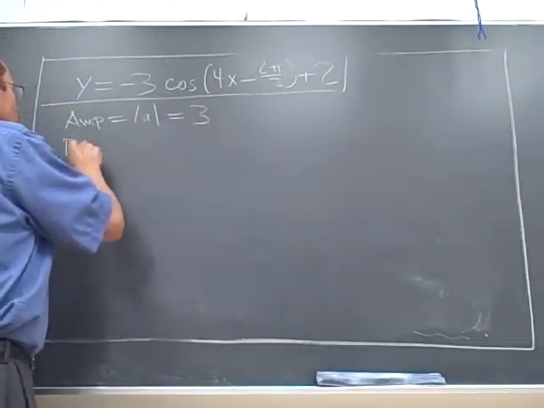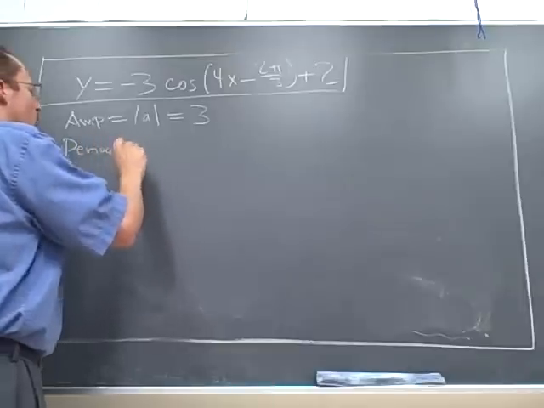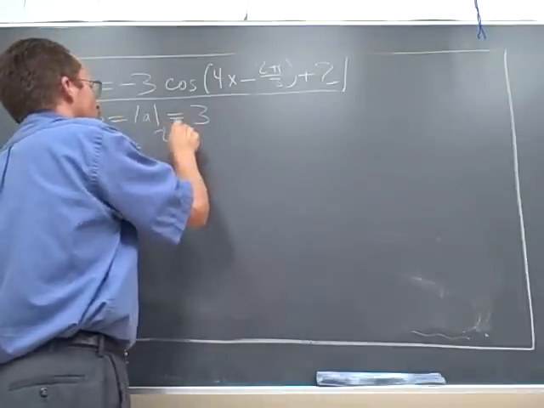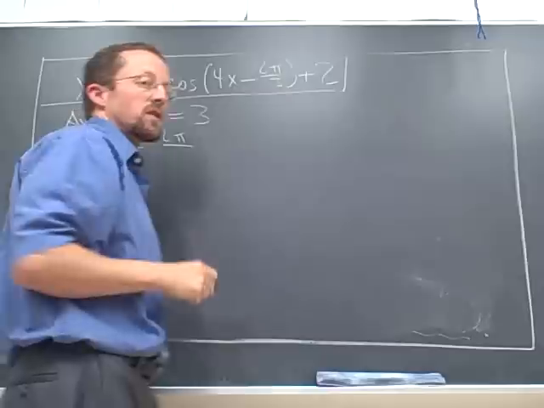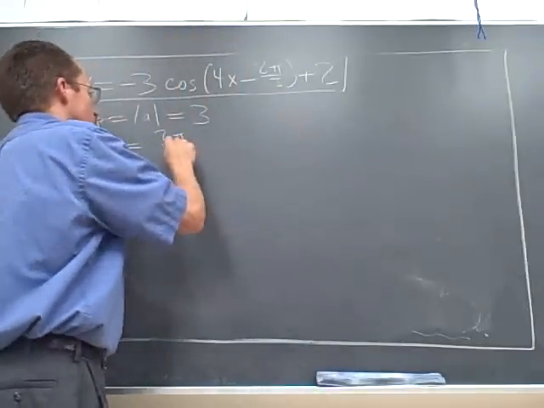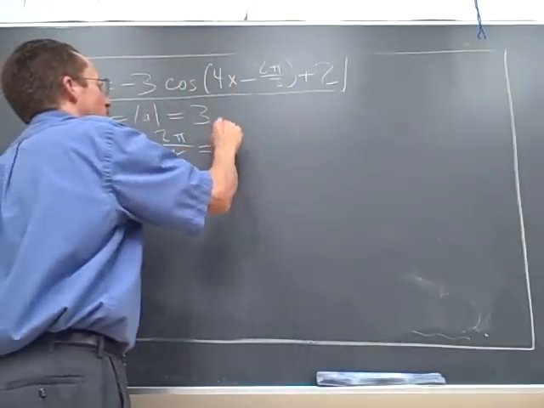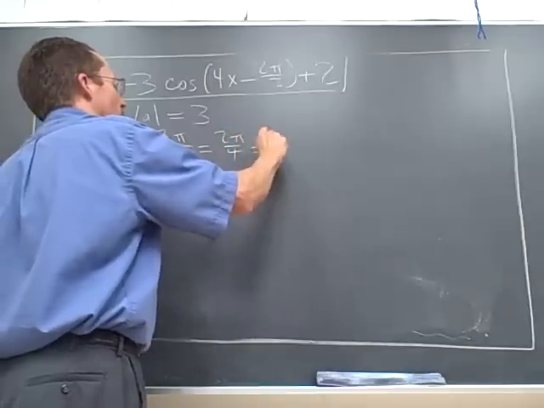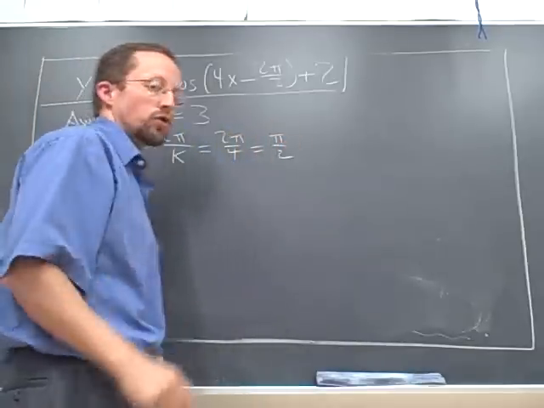The period is 2 pi over k. That's the number that's in front of x, because that's what does the shrinking or stretching. So that's 2 pi over 4. It's pi over 2.